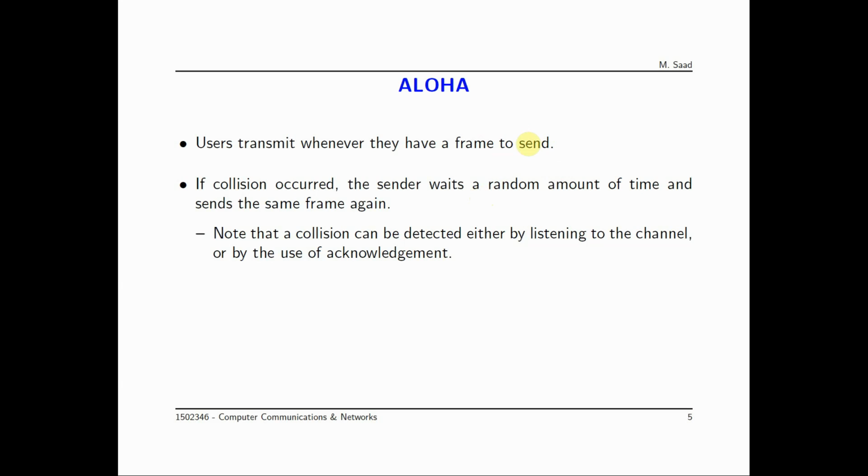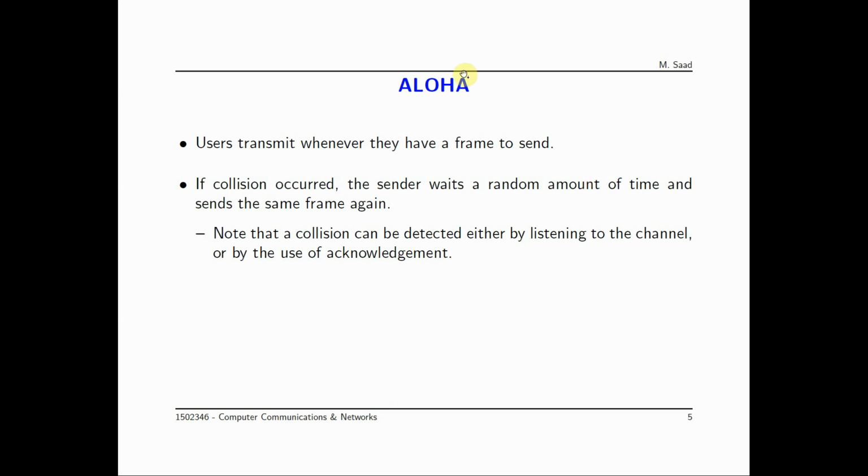And how will the station know about that? From not getting the acknowledgement during the timeout period. It means that a collision happened, and in that case, the original station that attempted to send the frame will wait for a random amount of time and then retransmit. So it will back off for a random duration and then come back to transmit again. Now, why do we wait for a random amount of time? Imagine that I'm a station. I just sent my frame. You are another station, and at the same time, you have a frame also that you would like to transmit.